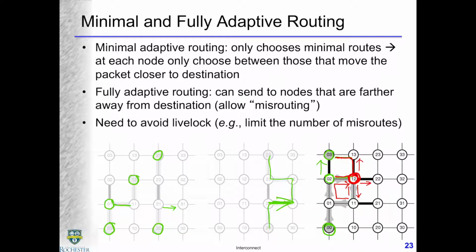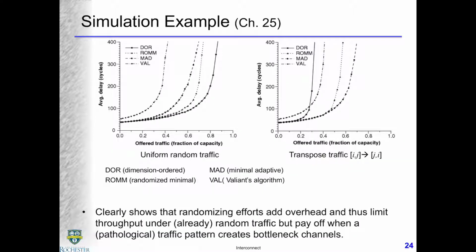So how does this stack up against each other? Here is the graph that I showed you early on. On the x-axis, we're showing offered traffic. Every node simply dumps some request to the routers, to say, I want to send this to the destination. And it depends on the traffic pattern, okay?